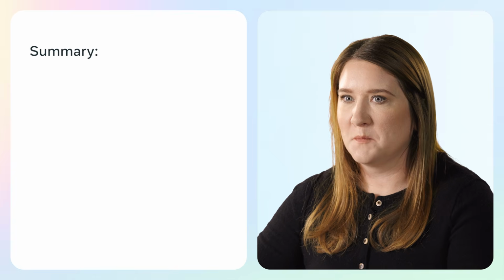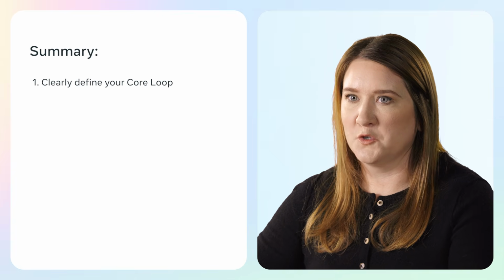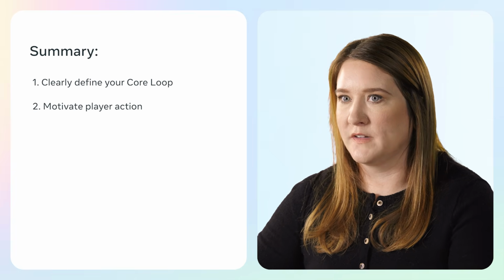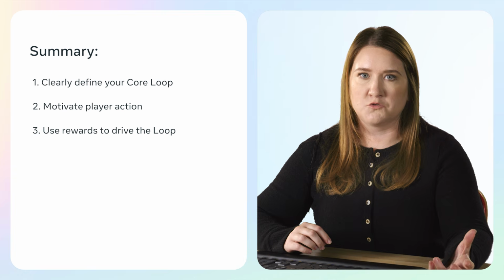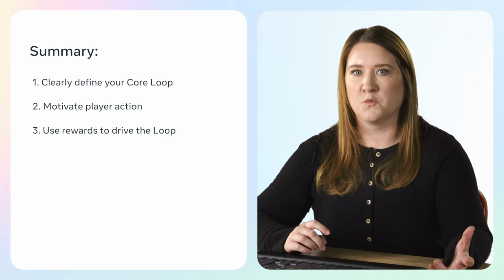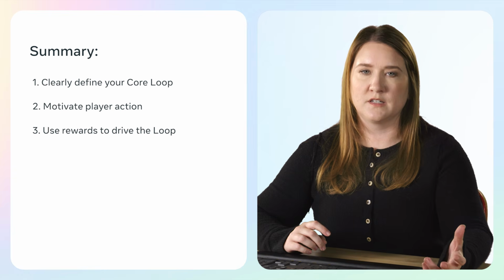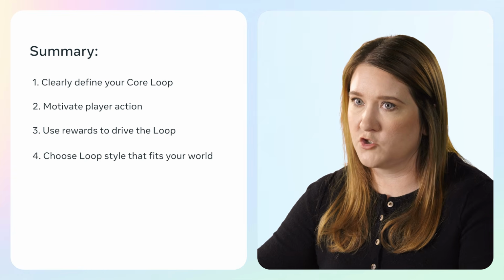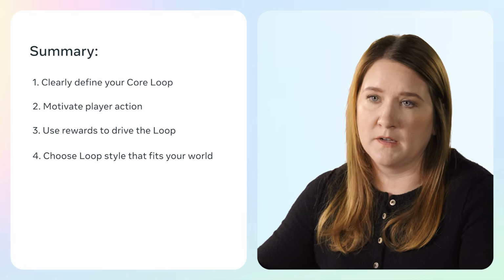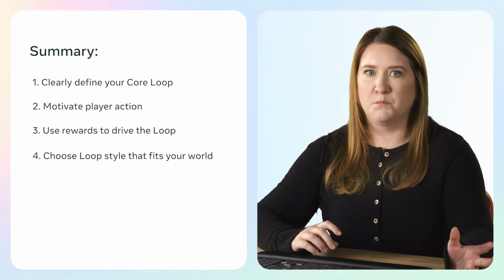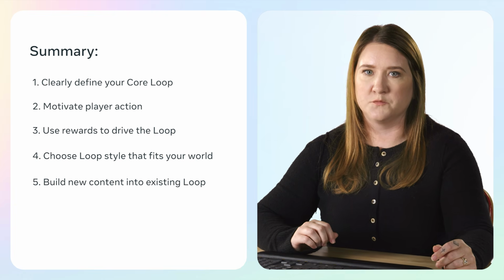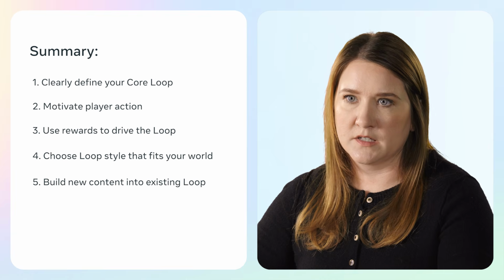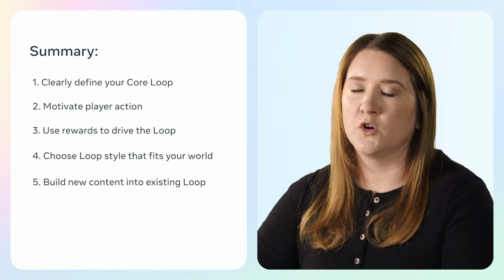So let's recap. Start by clearly defining your core loop and making sure players understand what motivates them to take action. Use rewards to drive that cycle forward and rotate those rewards regularly to keep things interesting. Choose a loop style that fits the theme and tone of your world, whether it's about competition, collection, care, or something else. And as you add new content, build it into your existing loop instead of starting from scratch. That way, everything feels connected and reinforces the rhythm you've already created.